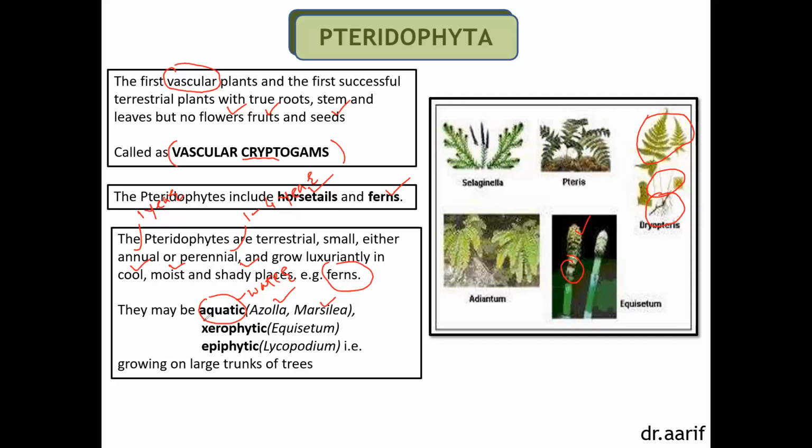On the other side, xerophytic plants are those which grow in conditions with little water. For example, they grow in the desert, including equisetum. And then epiphytic: epiphytic plants are those which grow on larger plants.